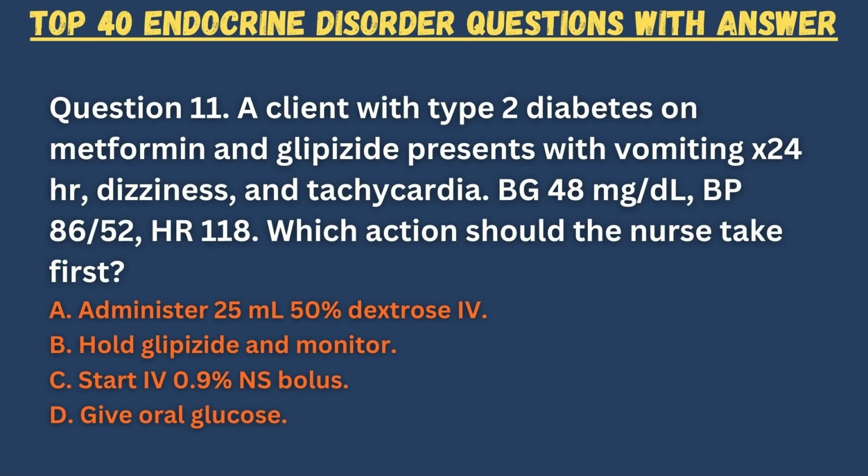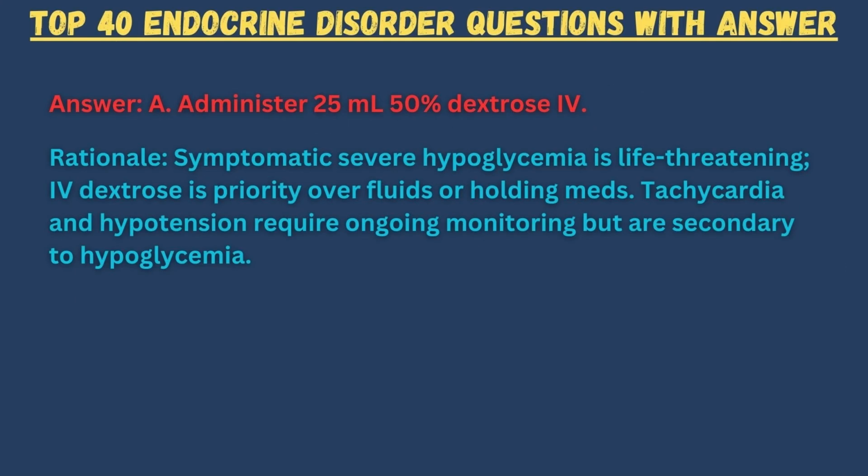Give oral glucose. Answer: A. Administer 25 milliliters of 50% dextrose IV. Rationale: Symptomatic severe hypoglycemia is life-threatening. IV dextrose is priority over fluids or holding meds. Tachycardia and hypotension require ongoing monitoring, but are secondary to hypoglycemia.